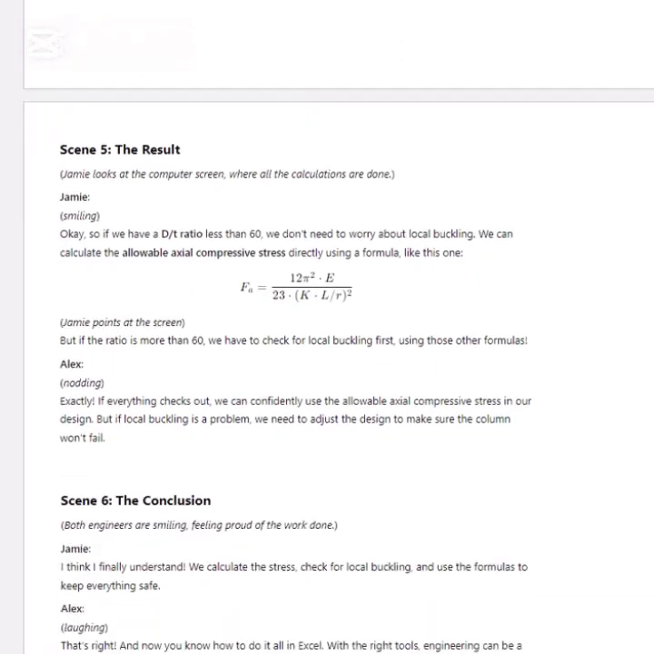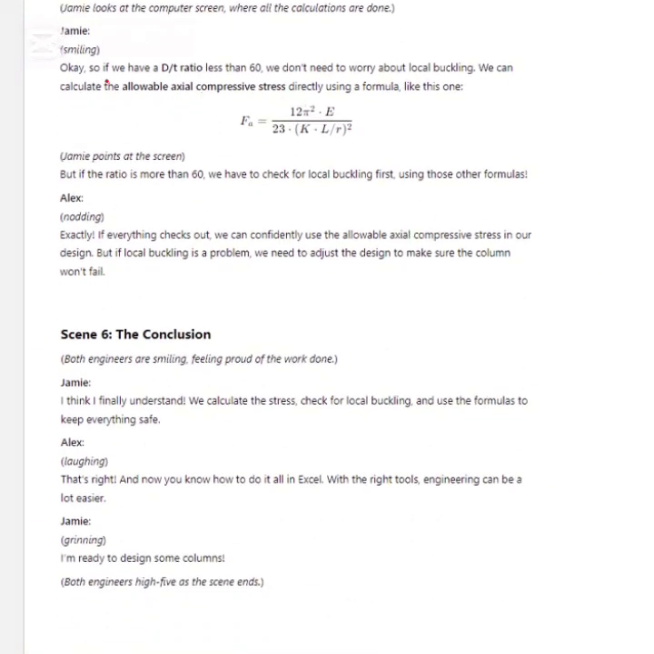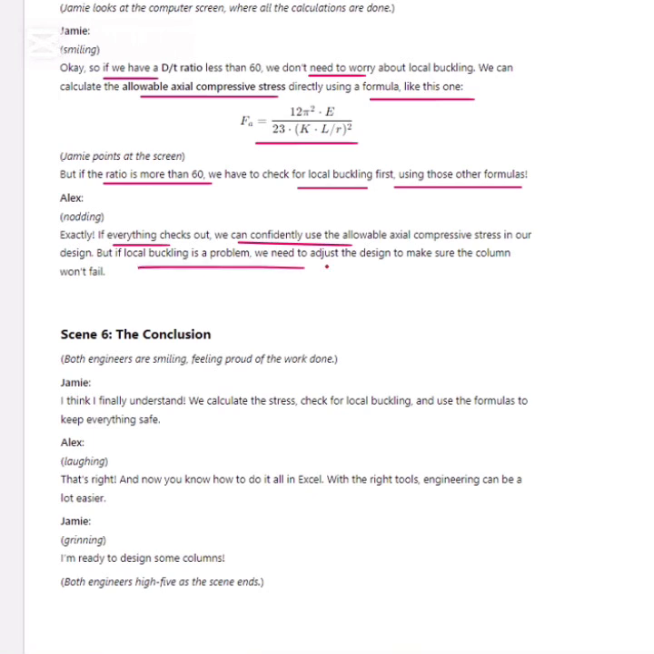Let's see the other factor also. Okay, if the D/t ratio is less than 60, we don't need to worry about local buckling. We can calculate the allowable axial compressive stress directly with this formula. If the ratio is more than 60, we have to worry about local buckling, and we need to check for local buckling first using the other formulas. If everything checks out, we can confidently use the allowable axial compressive stress in our design. But if local buckling is a problem, we need to adjust the design to make sure the column won't fail.